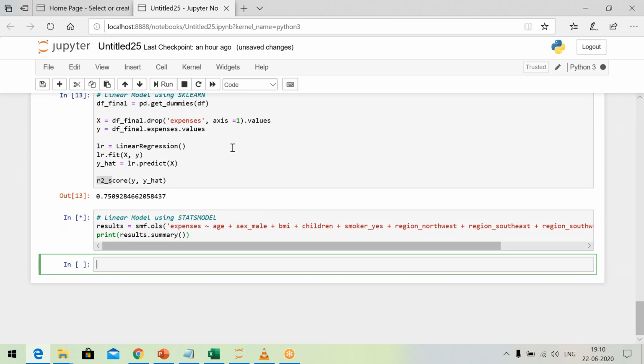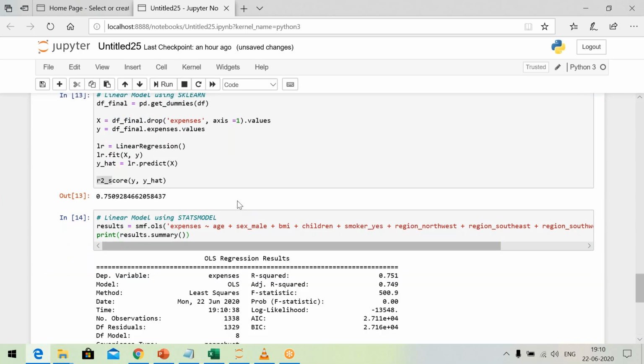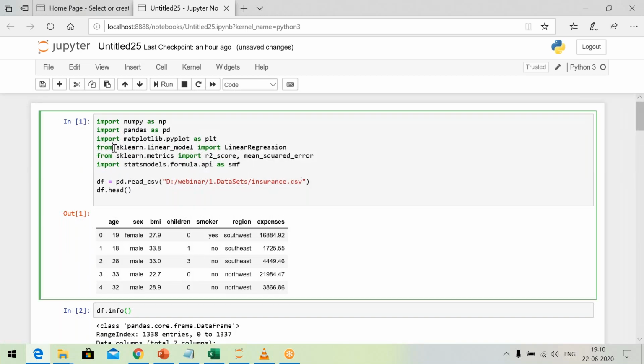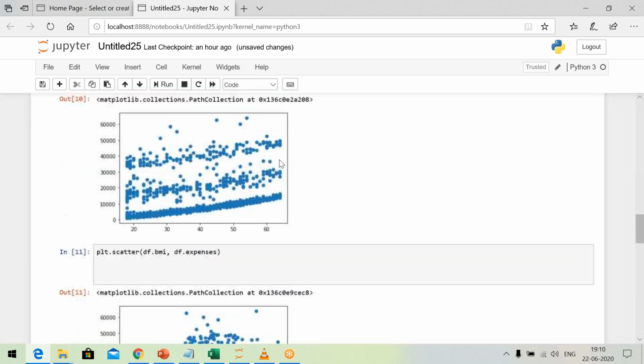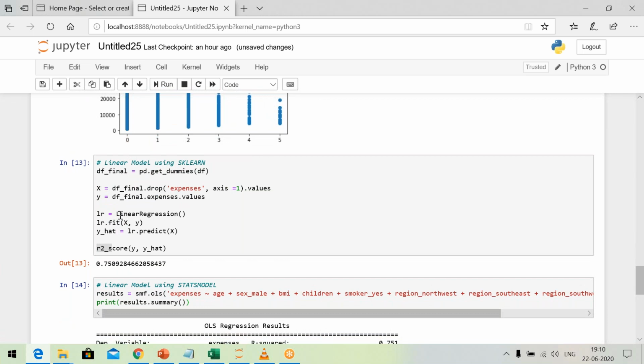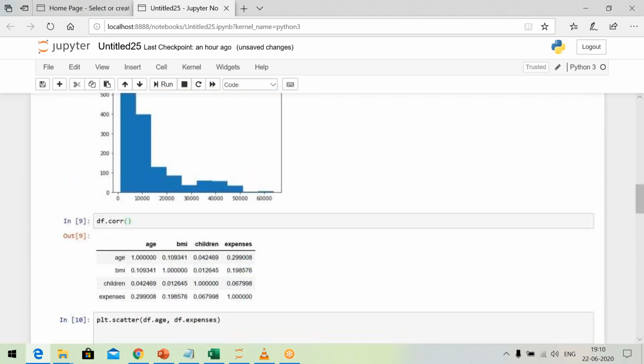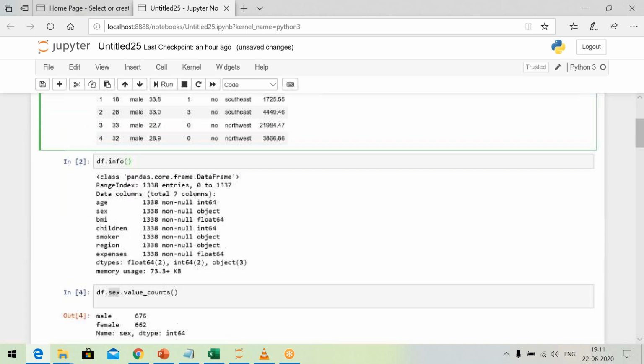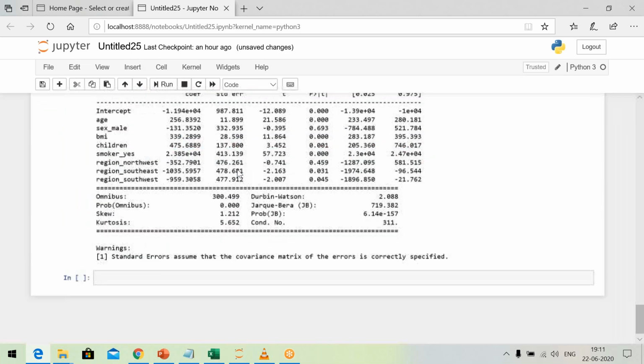Right now we are getting so many values. Now you see, so far we have used this library sklearn.linear_model. Within that, we have one class known as LinearRegression. We used it just now. Now what are we using? We are using another library, statsmodels.formula.api. So instead of using sklearn, we are using statsmodels. The shorter name is SMF, and that is what we are using here.